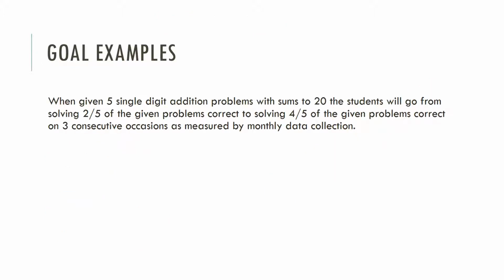This is a goal example I generated from the data that we got from the students for his math samples. So he was able to solve 2 out of 5 of the given single-digit addition problems. And this is a goal that in 1 year from now, he would solve 4 out of 5 of the given problems correct on 3 consecutive occasions as measured by monthly data collection. So on 3 consecutive math samples or data collection periods, he would be getting 4 out of 5 or more of the given problems correct.